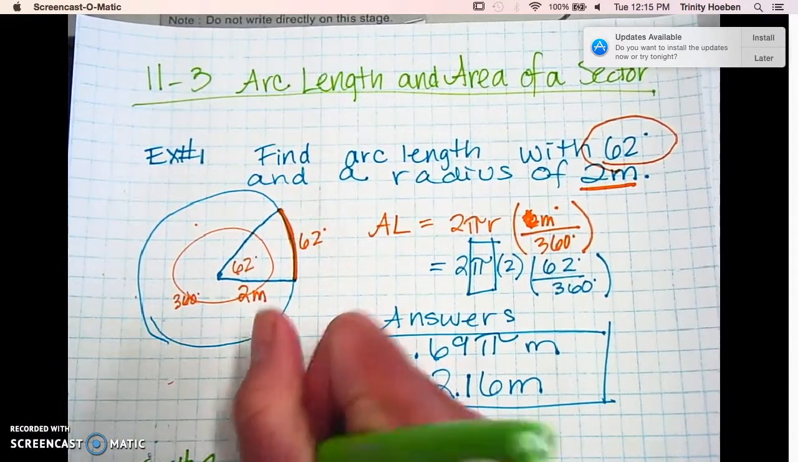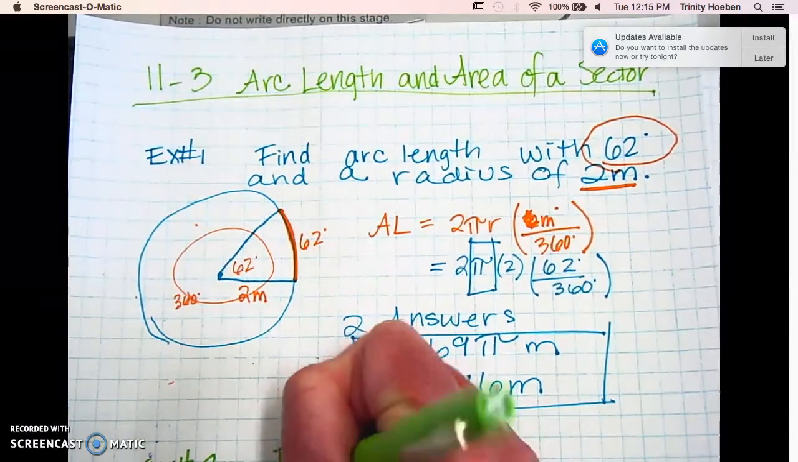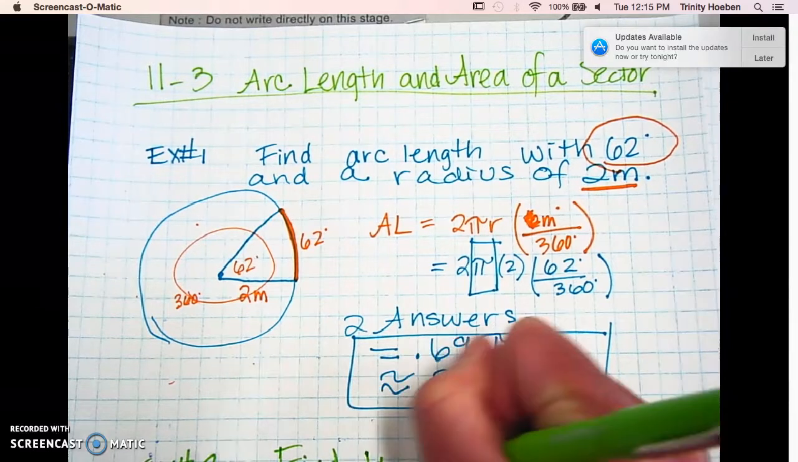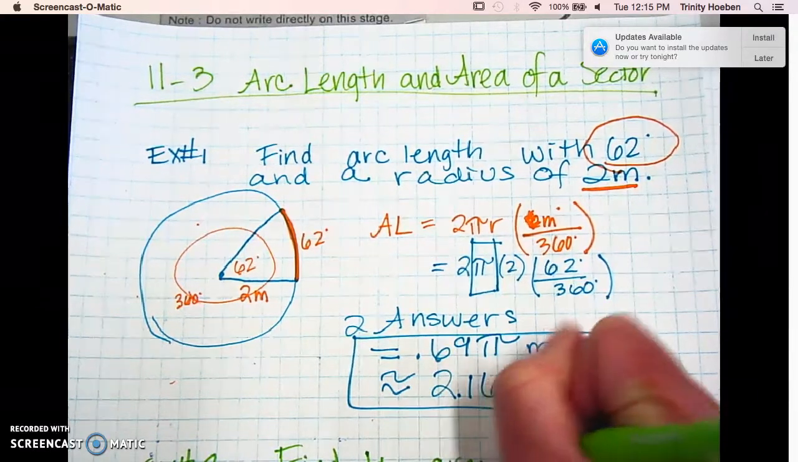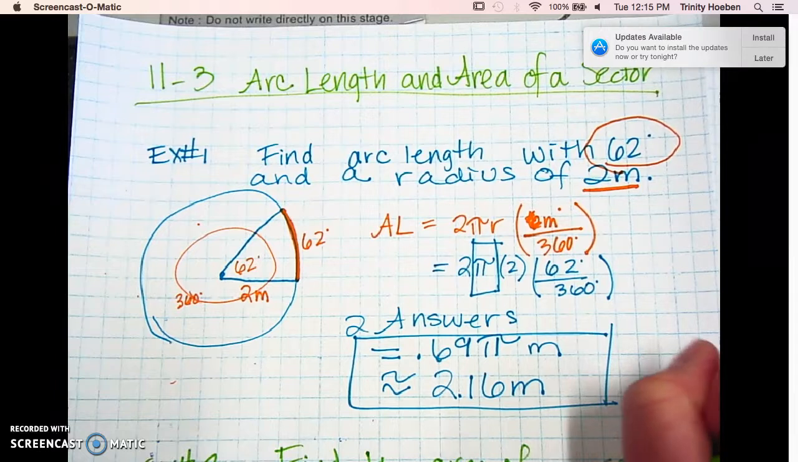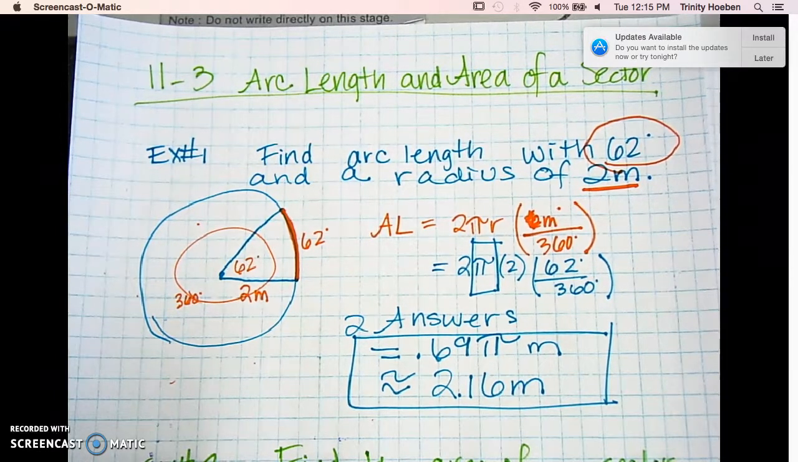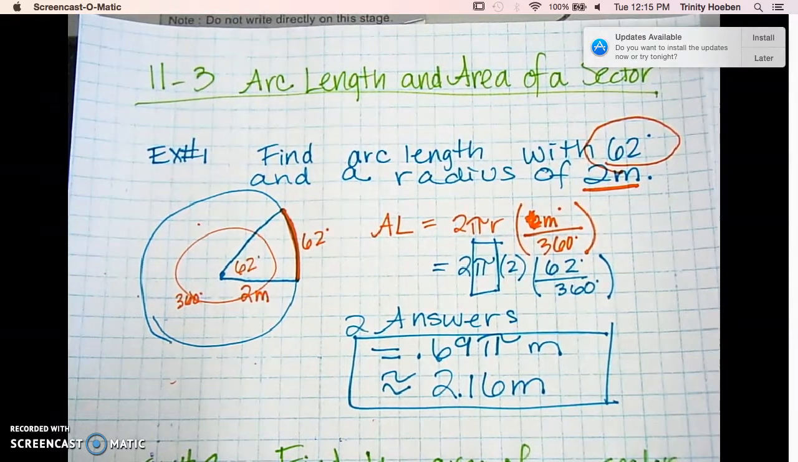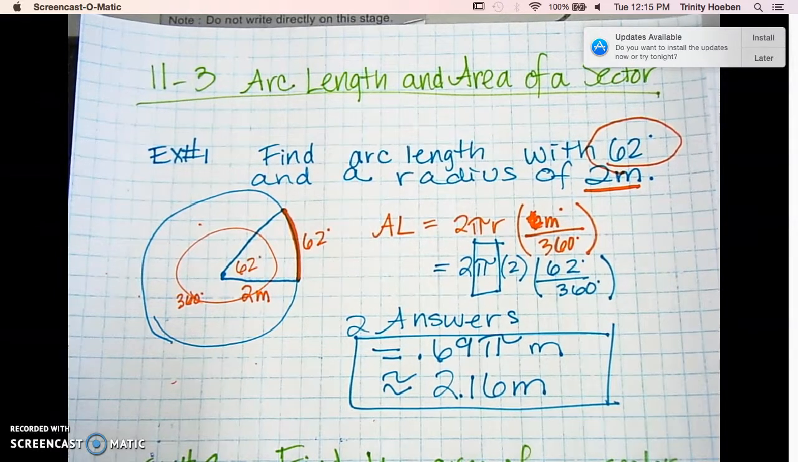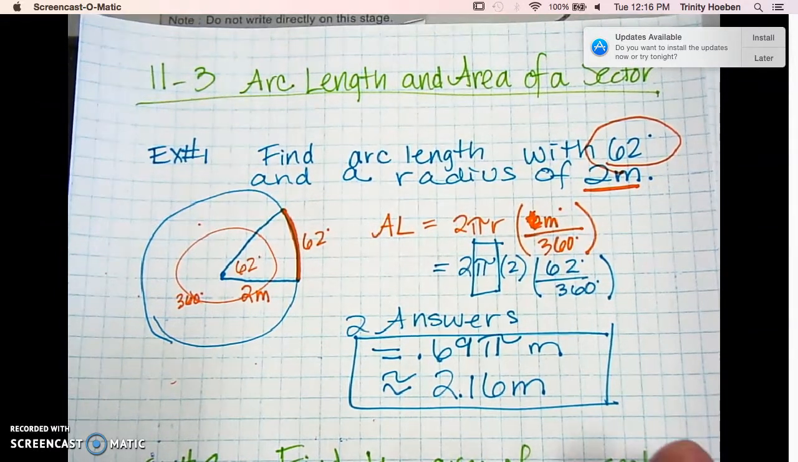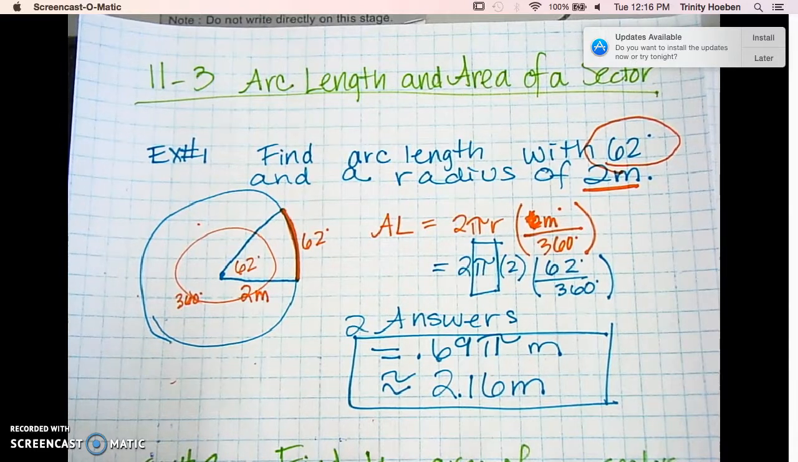We're going to get the area. So we're going to find the area of the sector, and this one is going to have 131 degrees and a radius of 12 inches.